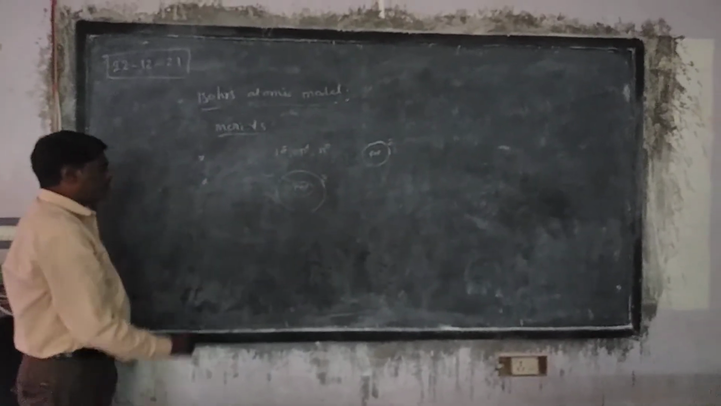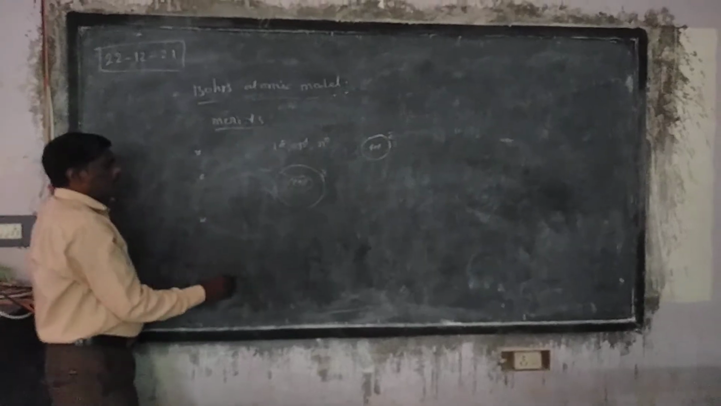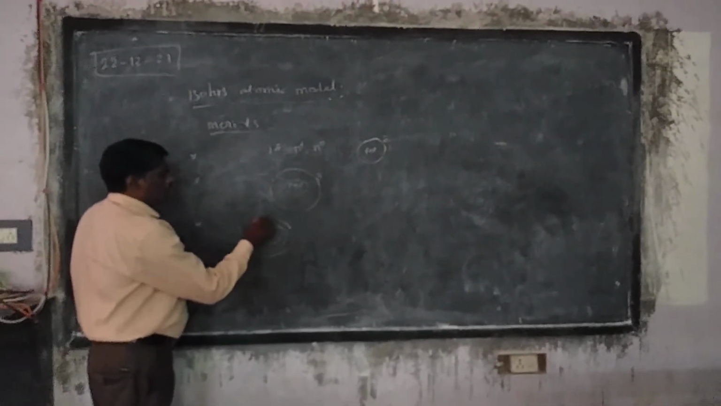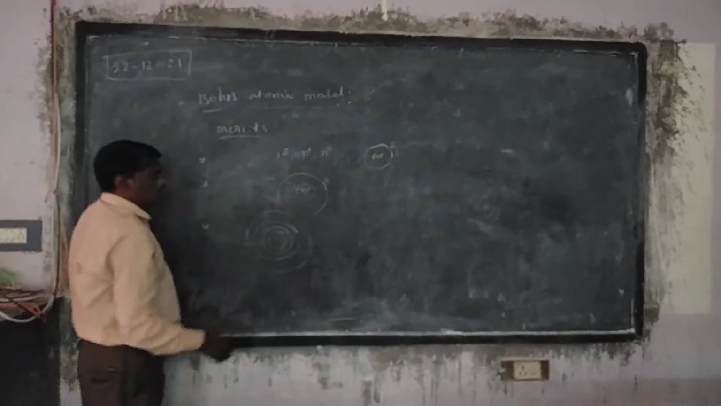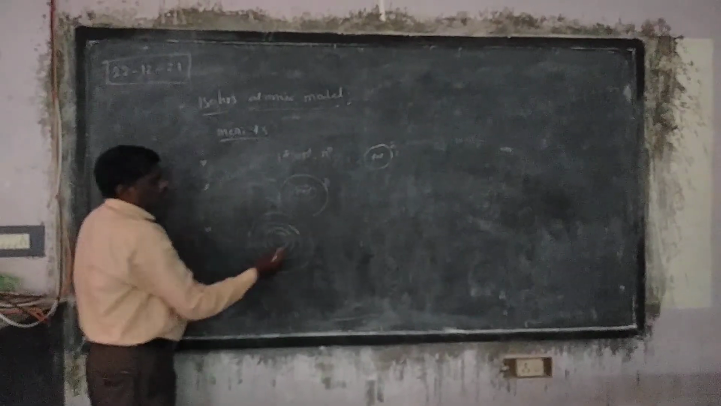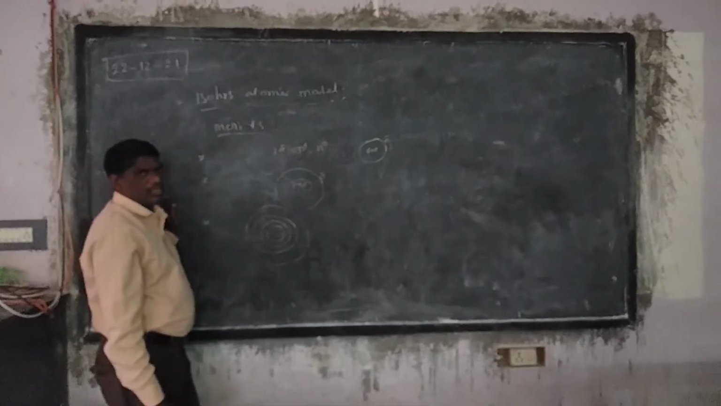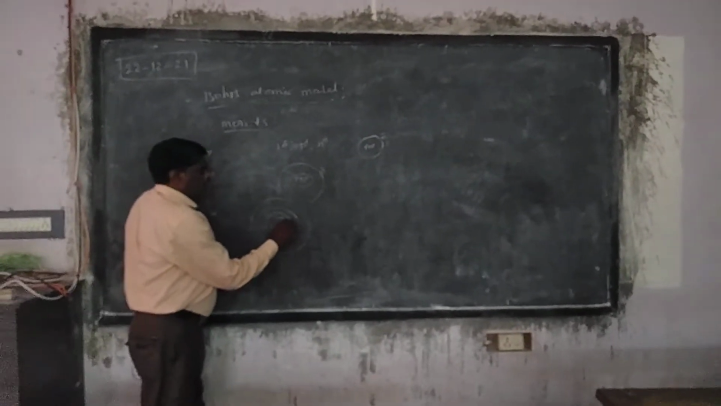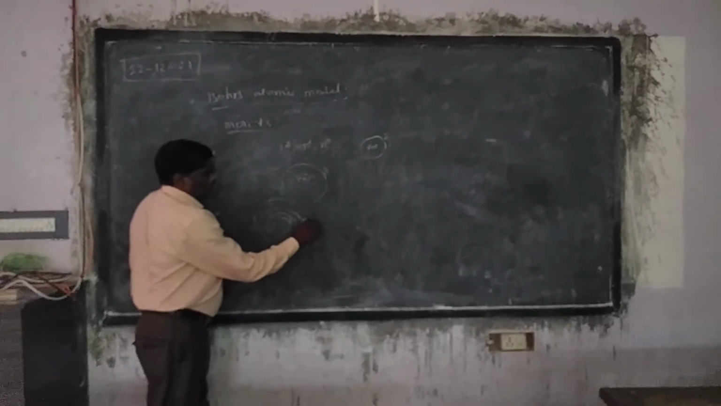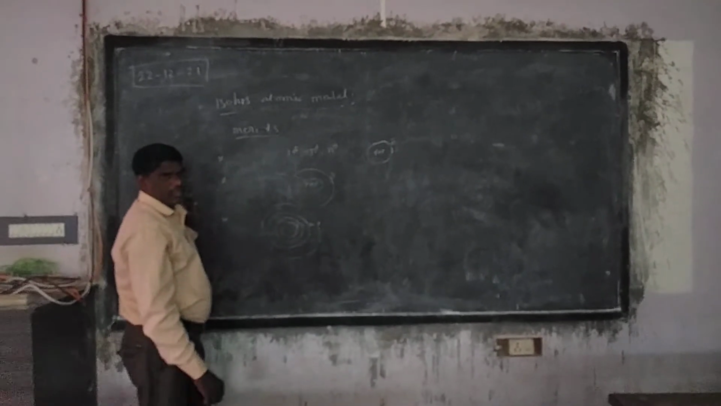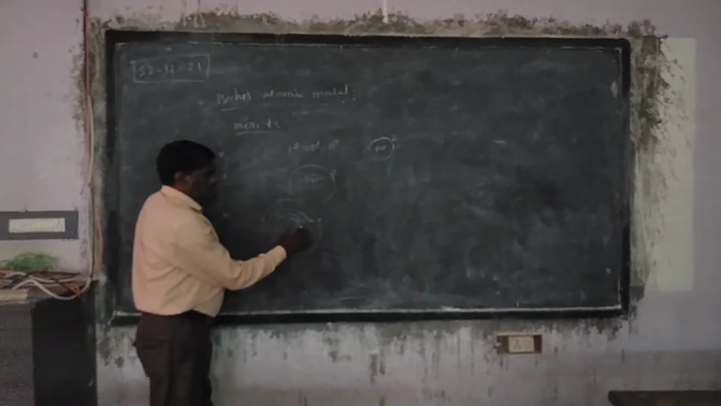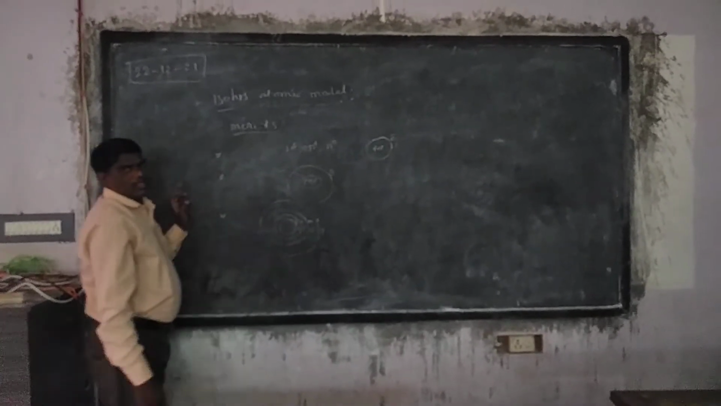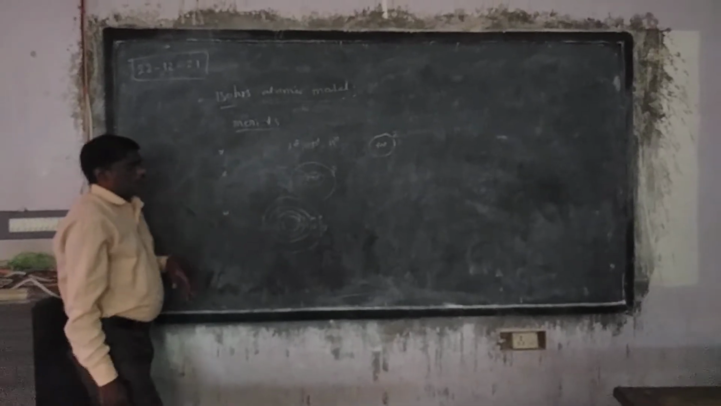Next condition: the atom has a number of orbits or shells. In each orbit or shell, the electron's energy is constant. These stationary shells or stationary orbits are represented by K, L, M, N, or 0, 1, 2, 3 onwards. This is the next point.